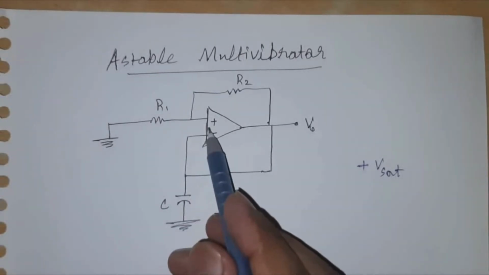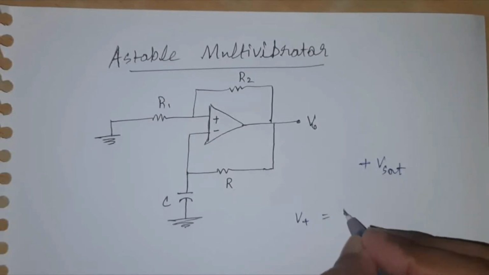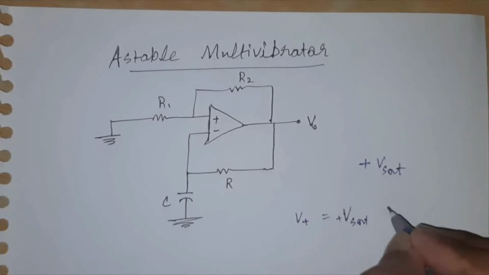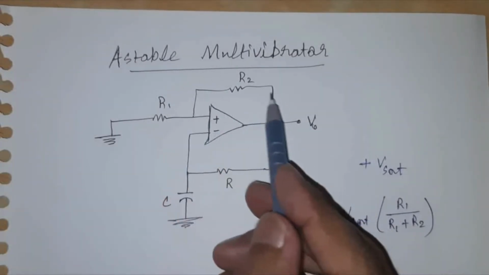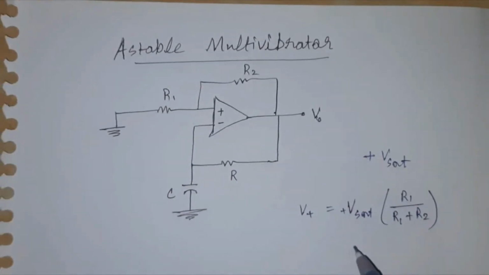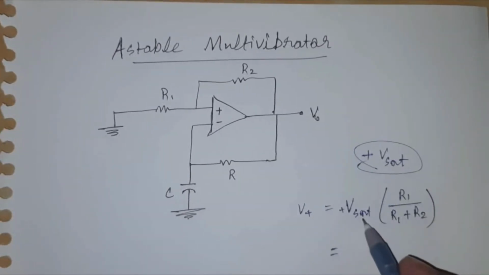Then the voltage at this non-inverting terminal would be given by V plus is equal to plus V sat, and applying the voltage divider rule, V out into R1 upon R1 plus R2. Since we have supposed that V out is initially at plus V sat, I have put this value here. We can take this as beta, this will be plus beta V sat. If you have seen the previous two videos, this would be quite easy for you.